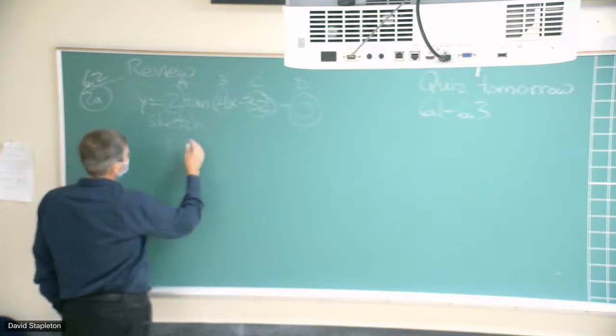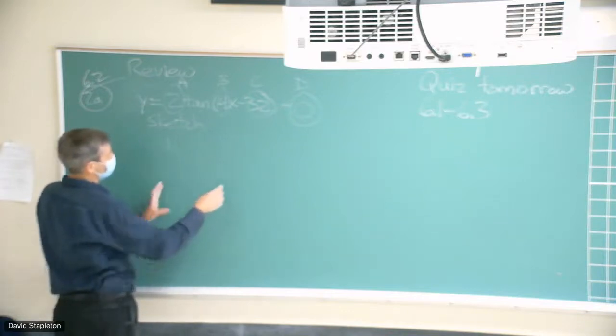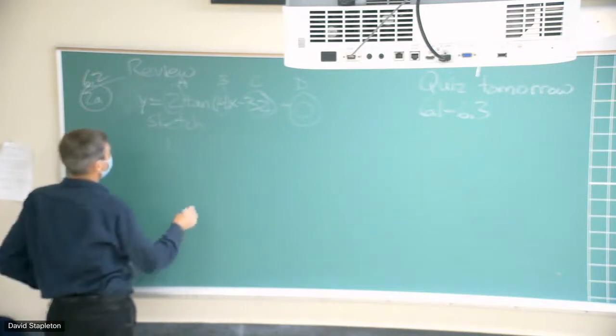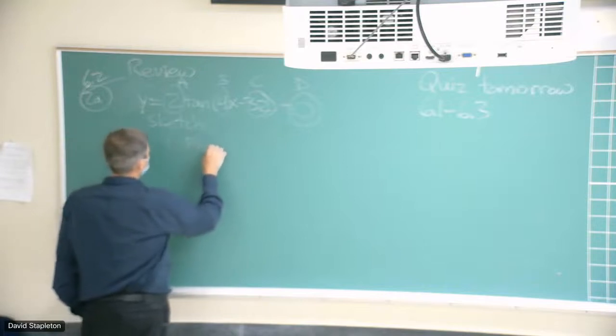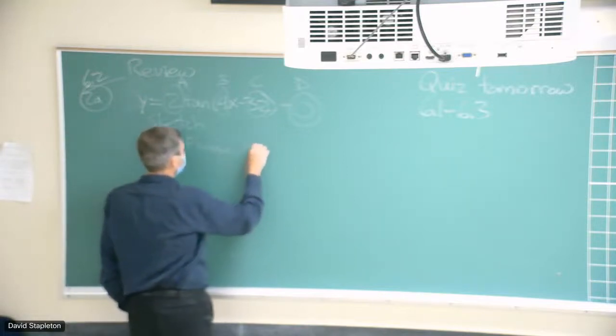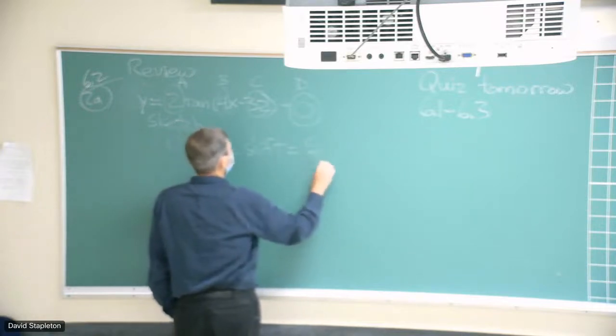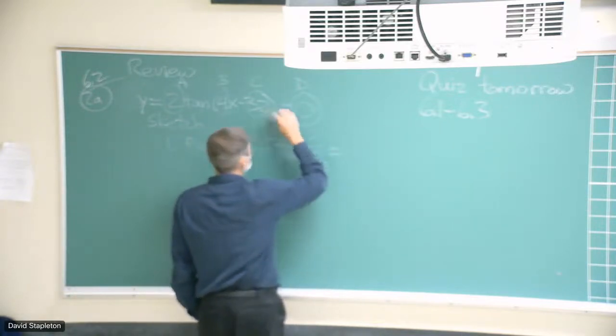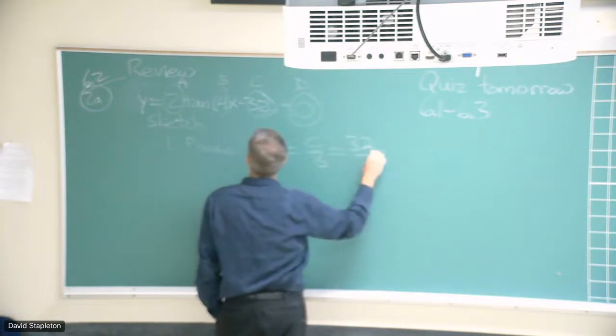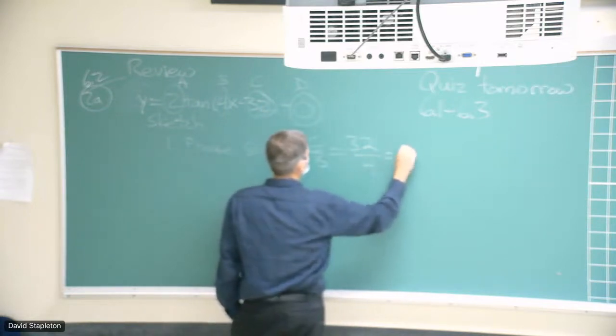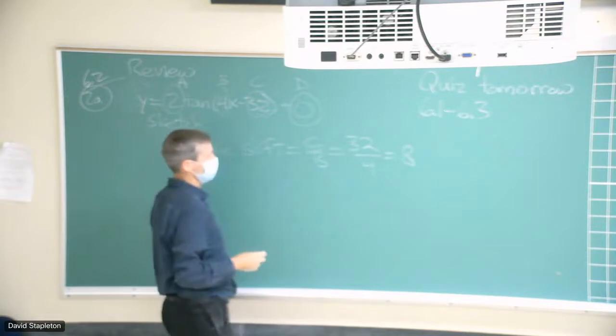One, I like to do the shift first because that's where the origin moves to. So we'll say the phase shift or horizontal shift, whichever one you like to call it, just like sine and cosine, is C over B, right? So it's whatever is subtracted here, 32, over 4, which is 8. There's the horizontal shift.